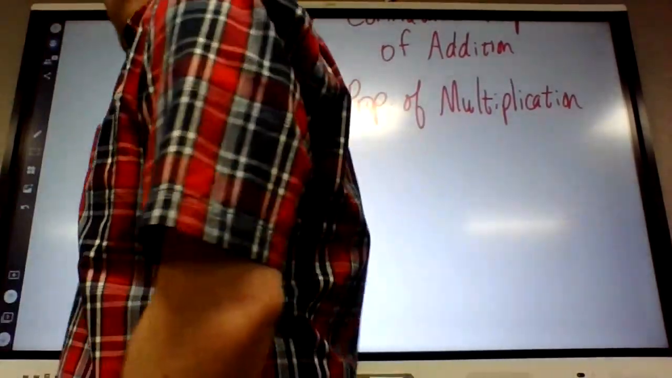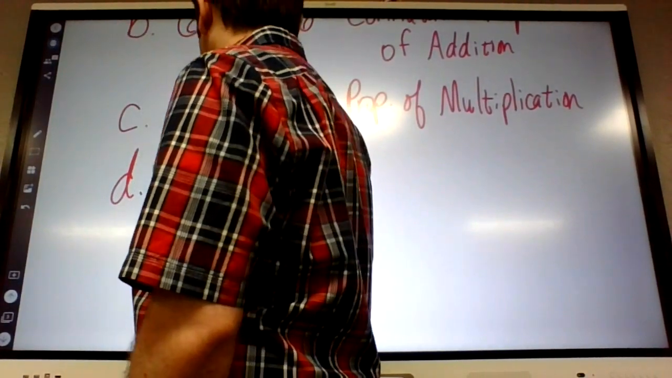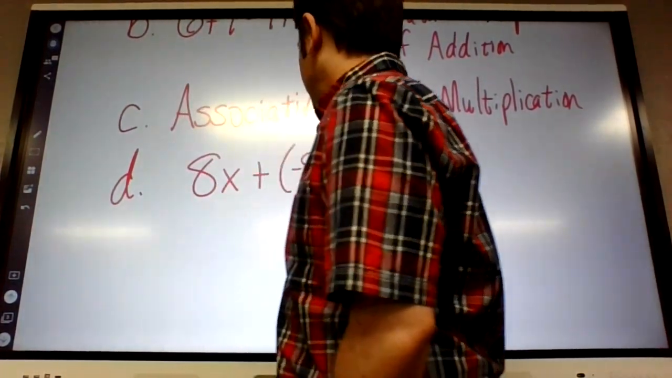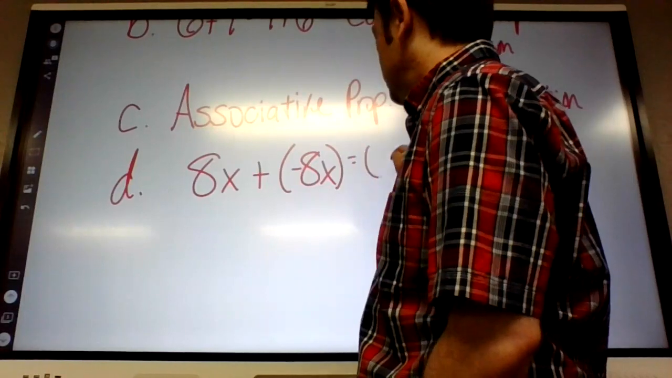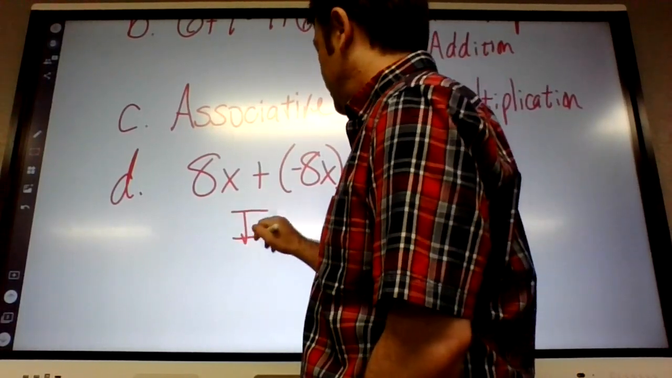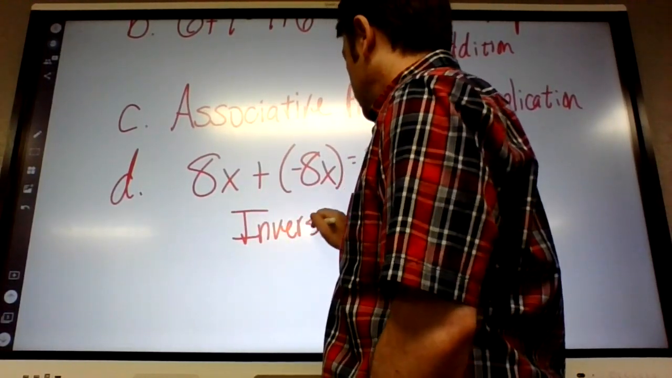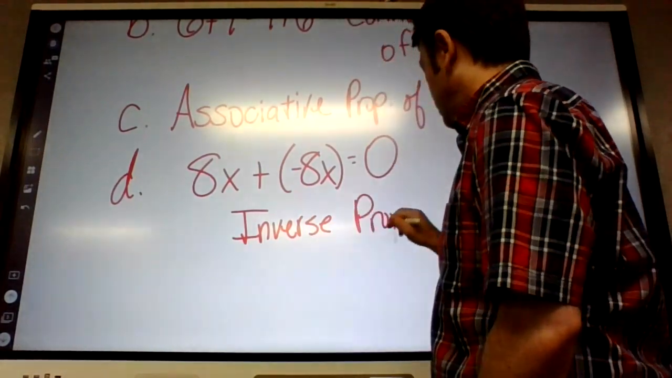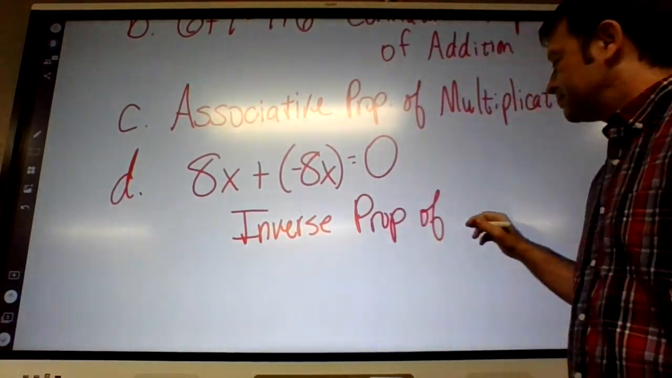Okay, 8x plus negative 8x equals 0. What's that called when opposites always add up to 0? Inverse. Inverse property of addition.